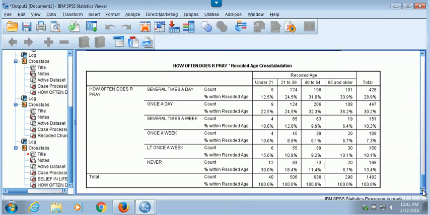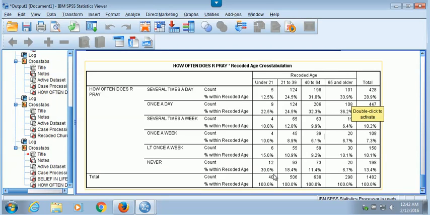Now look down at how often an individual prays. Start looking at these boxes and see if you can see a difference between age and these categories amongst your respondents. The highest category for several times a day is 65 and older. For once a day, the highest category is 65 and older. For several times a week, it's 21 to 39. Once a week is under 21, less than once a week is under 21, and never is under 21.